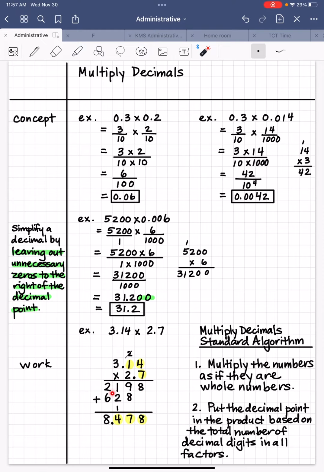Now, once you've multiplied as if they were whole numbers, then you're going to put the decimal point back into the product based on the total number of decimal digits in all of the factors. So how many decimal digits are there in the first factor? 1, 2. And how many decimal digits are there in the second factor? 1. So how many in total? 1, 2, 3. So we're going to place the decimal point to the left of 3 digits. So 8.478. Okay?